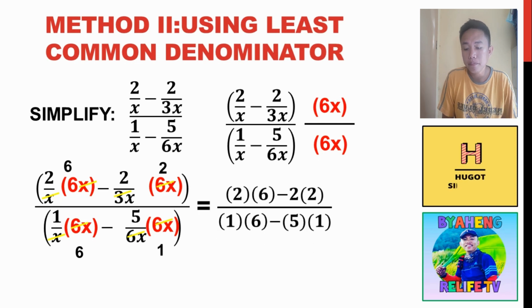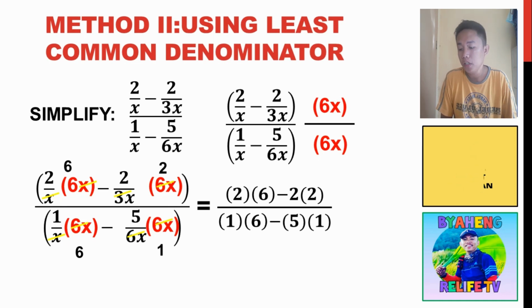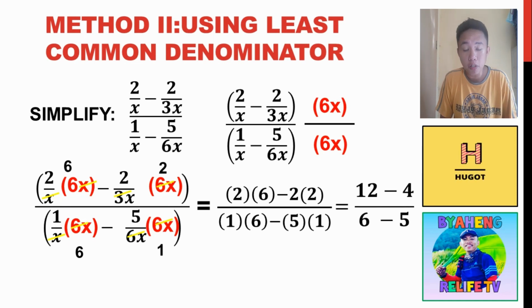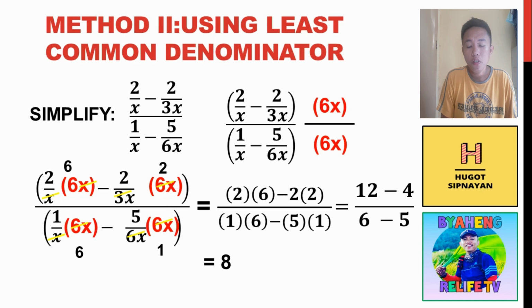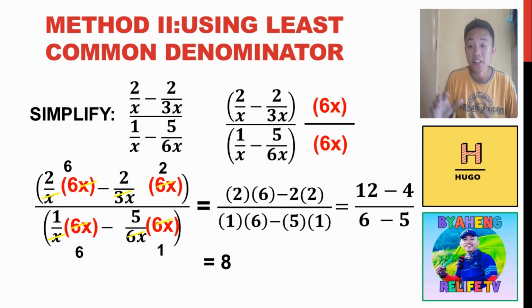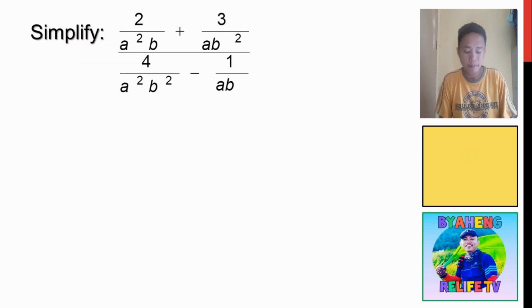Multiplying them, we have 6 times 2 on the top, minus 2 times 2. We just took the remaining constants, the remaining terms. So, 1 times 6 and 5 times 1. Simplifying them, it becomes 12 minus 4 and 6 minus 5, or 8. So, here, we just took the main LCD, then multiplied it on the whole equation. Okay? You can cancel out as long as there is a common factor. There is always a common factor since the denominators mentioned are factors of the main LCD.